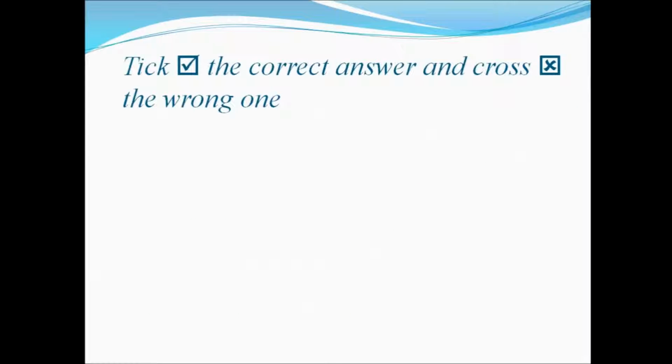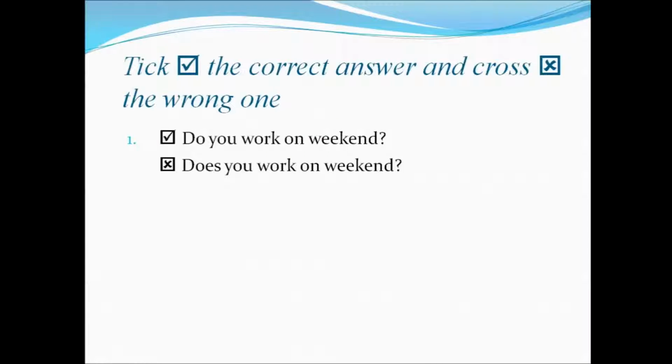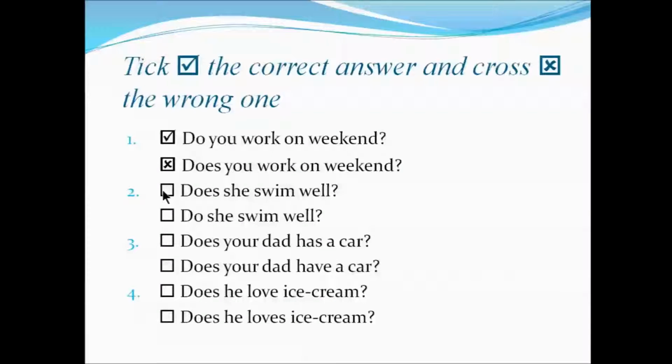Okay, now look at more examples. I give you the answer one for one. Now what you have to do is take the correct answer and then cross out the wrong one. They come in pairs. Do you work on weekend? And then does you work on weekend? Because it must be do, not does. Okay, now more examples. You have 3 more examples, so you have to tick the correct answer and cross out the wrong answer. So you have 1 minute. Have a go.